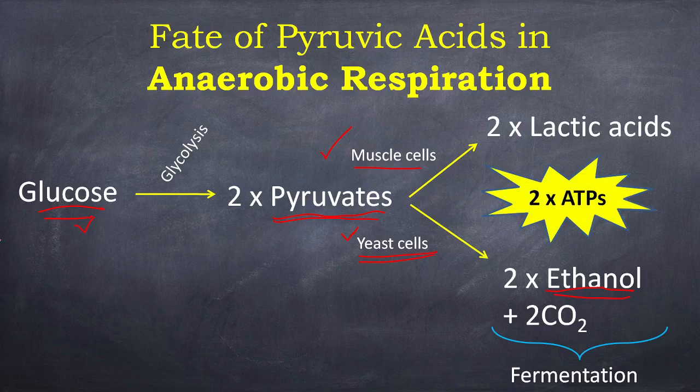Only 2 ATPs are produced in lactic acid fermentation and alcoholic fermentation per glucose molecule, right? So only 2 ATPs are produced, which is very less compared to aerobic respiration. In aerobic respiration, we will see that it produces more than 30 ATP molecules. But in anaerobic respiration, lactic acid fermentation and alcohol fermentation, only 2 ATPs are produced, which is very less.